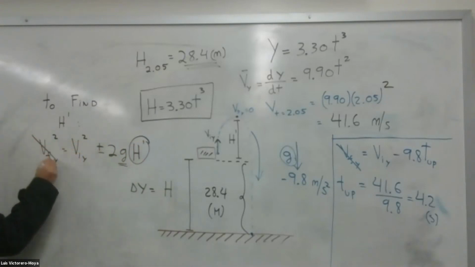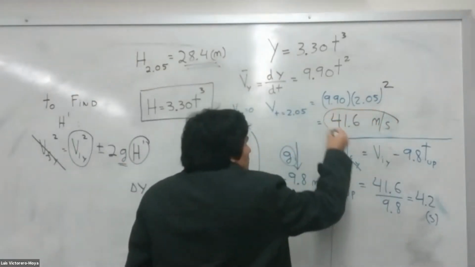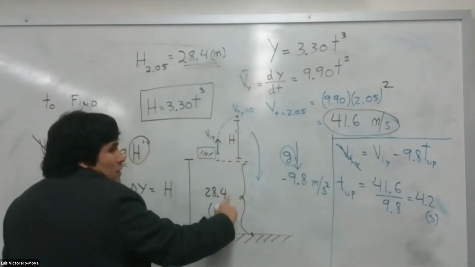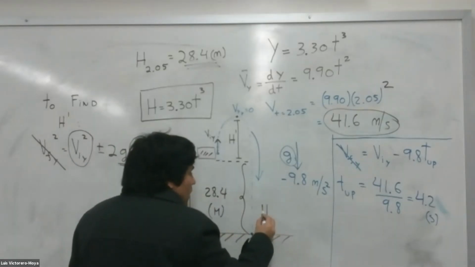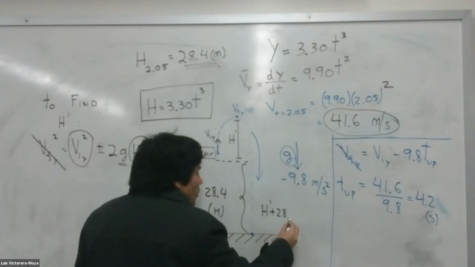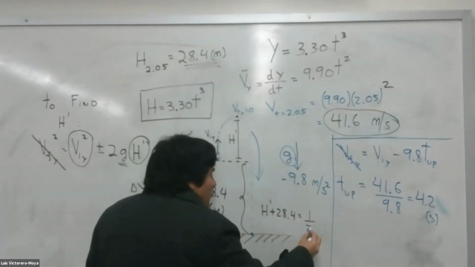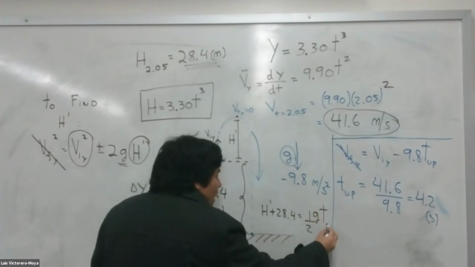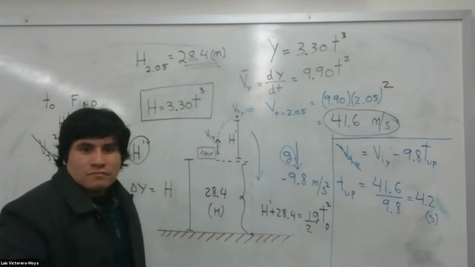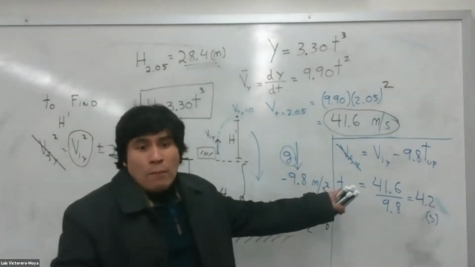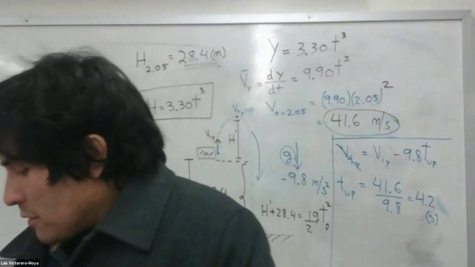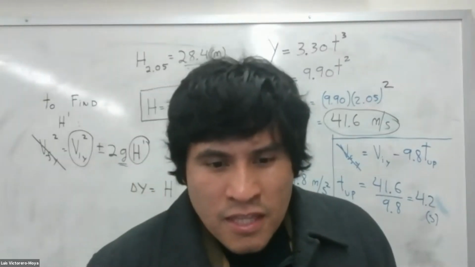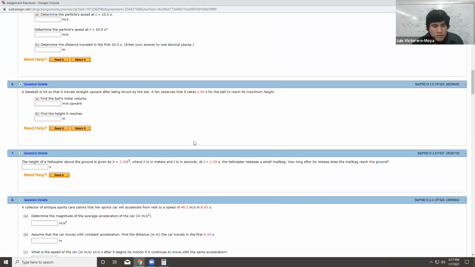v final is 0, and v initial on y is this. If you have this h, you add it with this, and then you use free fall, because h prime plus 28.4 equals 1/2 gravity t to go down squared. And what's the total time? T to go up plus T to go down, that's the total time. So this is a very interesting problem, all right? Seems a bit long, but I think there are a lot of learning goals in that problem.